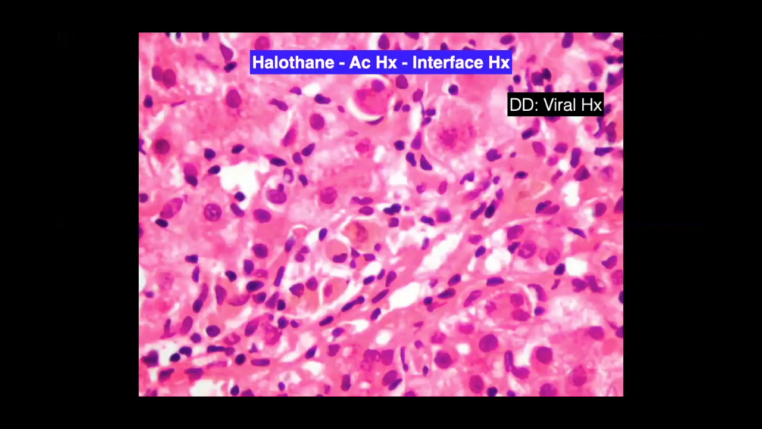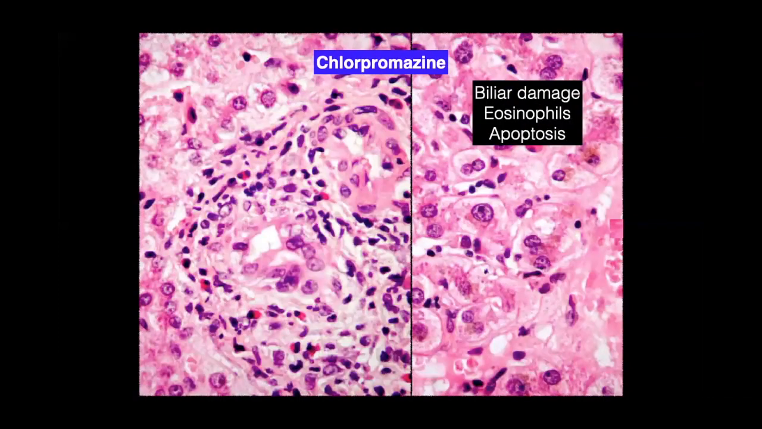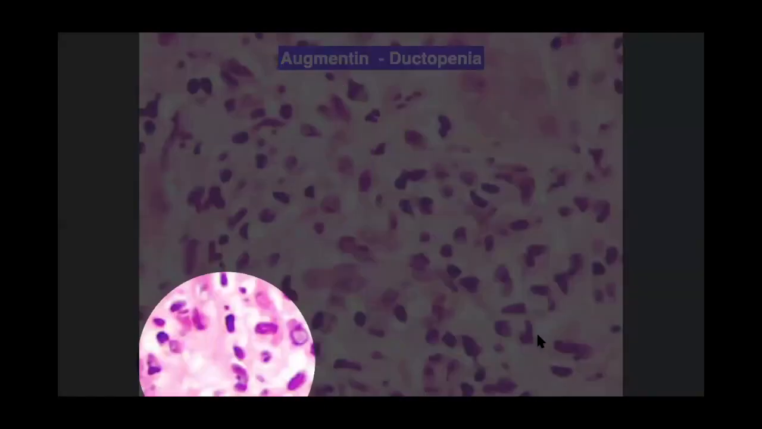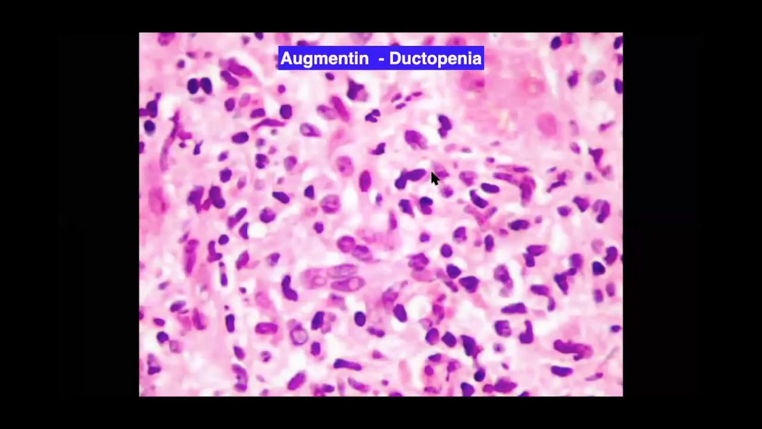Halothane poisoning will cause acute hepatitis with the interface hepatitis. Again, it's a differential diagnosis of viral hepatitis. Chlorpromazine. I'm just showing what are all the possible things. Biliary damage, eosinophils, apoptosis, Councilman bodies can also be seen again in chlorpromazine poisoning. Augmentin, very characteristically it shows ductopenia. This is a portal triad where you don't see any bile duct. Ductopenia can be seen in Augmentin.